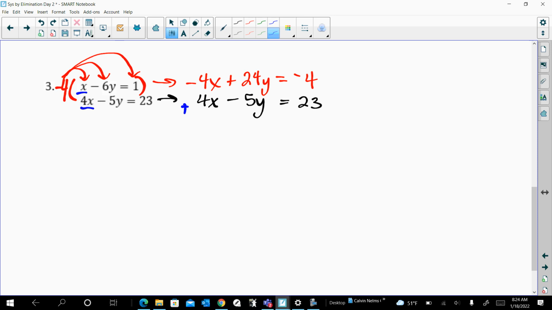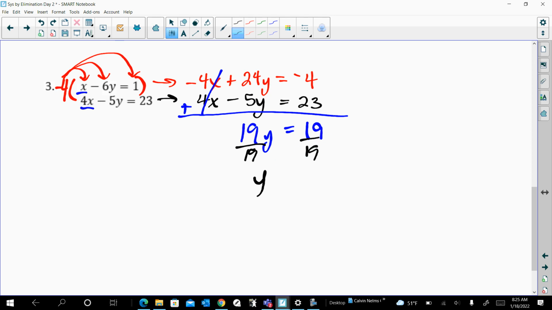Now we can add them to eliminate the x. When we do that, 24 plus a negative 5y. What's that going to leave us? Yeah, 19y equals what? 19. There we go. So then we're going to divide by 19. So our y equals 1.